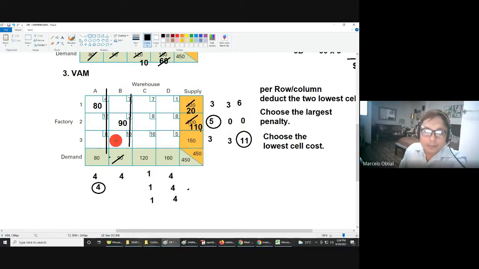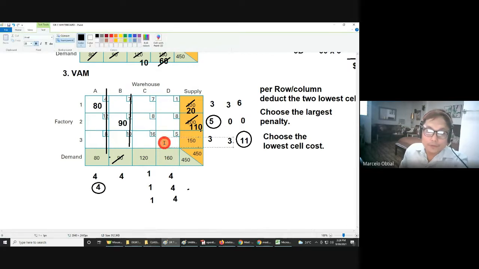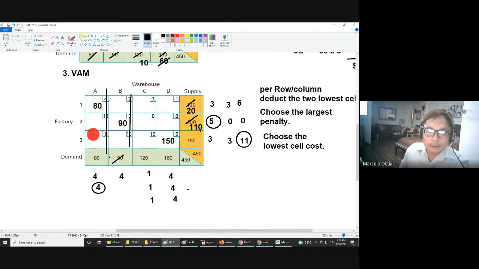So, dito tayo pipili sa row 3. Okay? Or factory 3. The lowest is 5. Dalawa lang pagpipilian. So, ano yung ilalagay natin dito sa cell 3D? So, between 150 and 160, you can put 150. We already satisfied this row 3. So, wala nang maiwan dito, may maiwan 10. Okay?